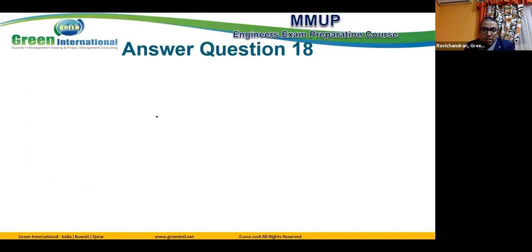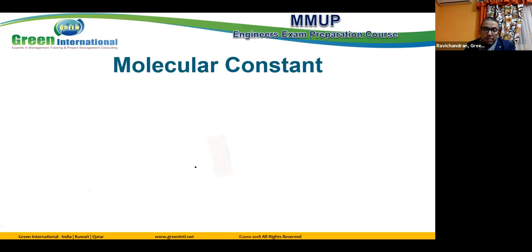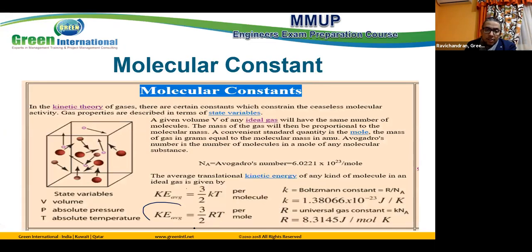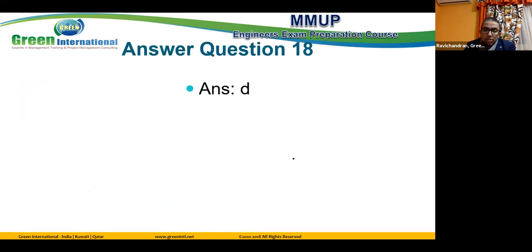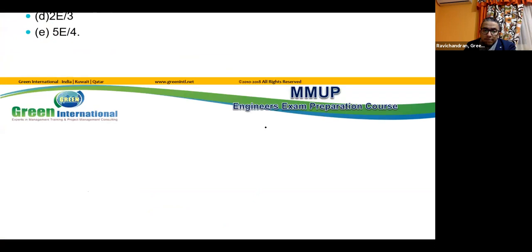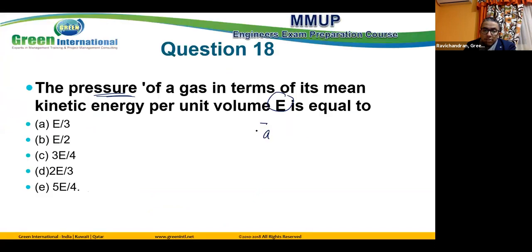Let's see this kinetic theory relation. We have a relation between the average kinetic energy and temperature. We have two relations, one like this and one like this, both functions of temperature, but one per molecule and one per mole. So let's see this relation here. Average kinetic energy, or mean kinetic energy, is equal to 3/2 or 2/3.